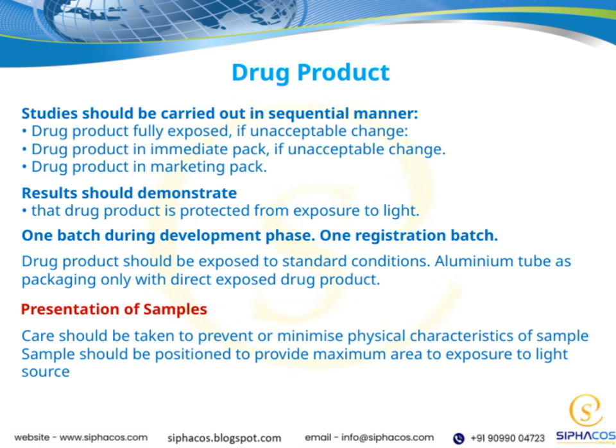Typically, we perform these tests on one batch during the development phase and another on a registration batch. This ensures consistency and reliability across different stages of product approval. For the testing conditions, the drug product should be exposed to standard lighting conditions, with the packaging being an aluminum tube, only the exposed drug inside. This setup simulates real-world scenarios, providing meaningful data on how the product withstands light exposure.